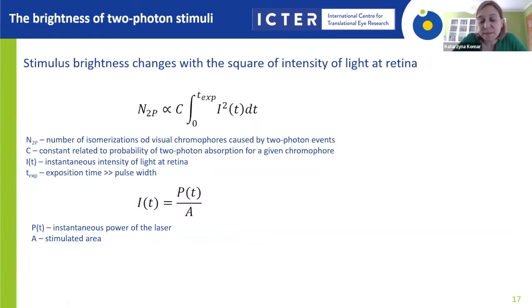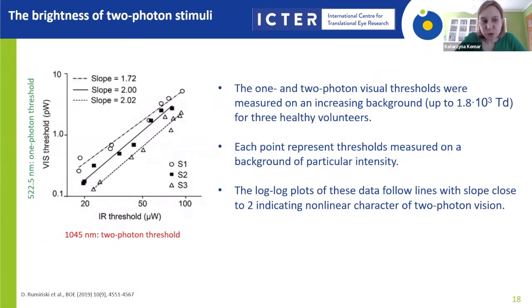The first difference is of course this spectral sensitivity, different wavelength, and the second difference between 2 photon and 1 photon vision is the brightness of the stimulus, which depends on the square of the intensity, not linearly on the intensity. And because intensity is connected with power, the brightness of a 2 photon stimulus depends on the square of power at the pupil. So how to show this? I can show you 2 experiments which show this effect.